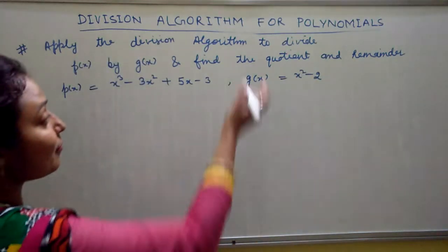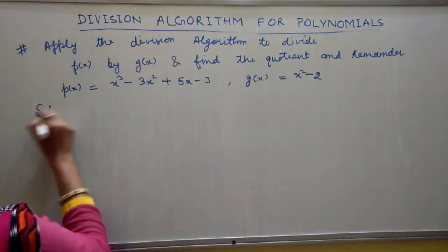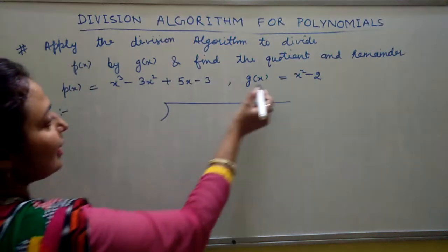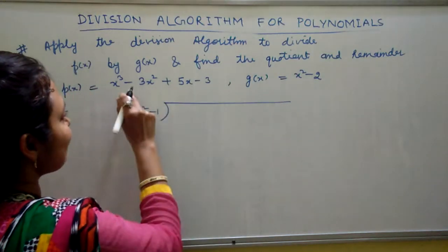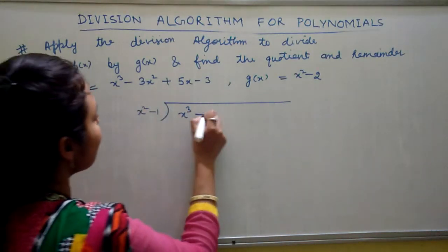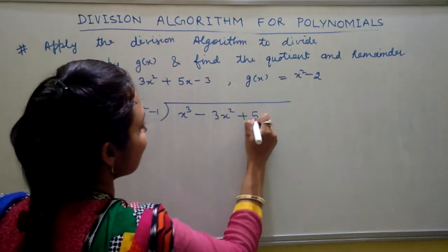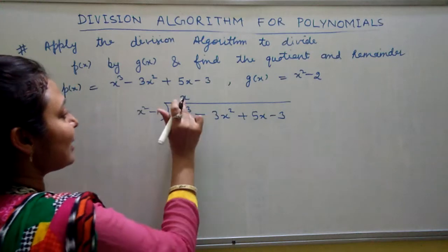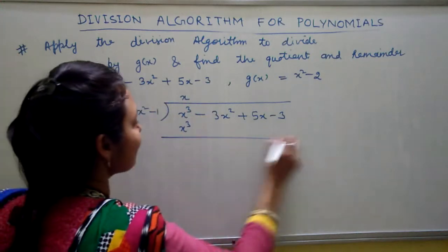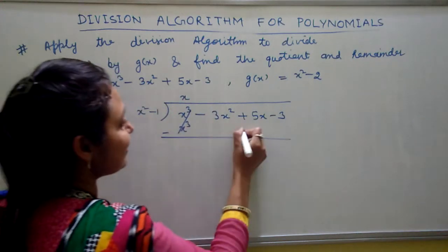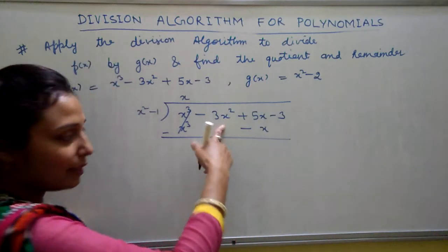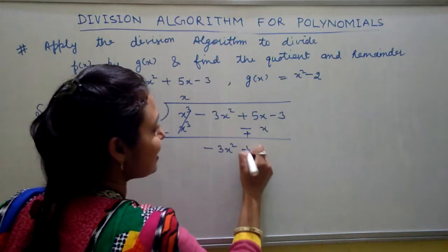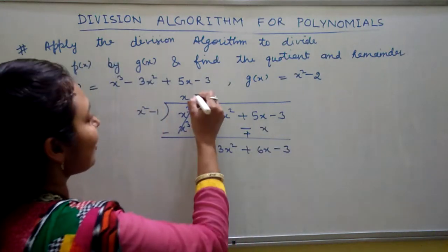How can we solve this question by using the division algorithm? That is a very simple method. We have already done it in class 9. We have to divide the polynomial P(x), x cube minus 3x square plus 5x minus 3, by G(x). We need x cube, so we multiply x with x square, that is x cube. Subtract, cancel, and the minus sign converts into positive. We have minus 3x square plus 6x minus 3.